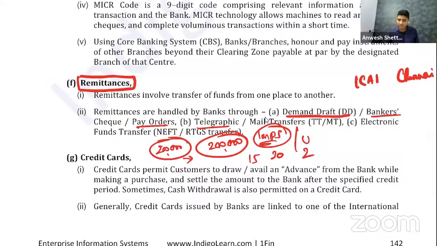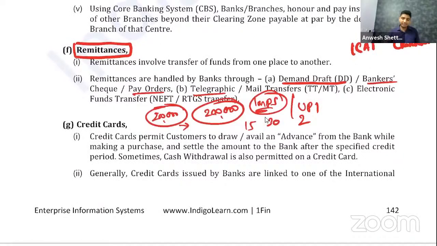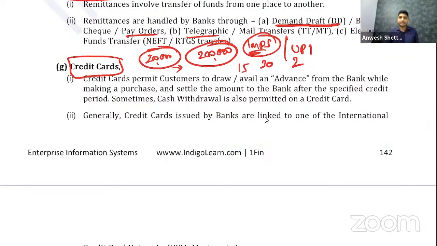Now, not only this, we are also using, you must be knowing it better, UPI for transferring money from one bank to another bank. So all those pay orders, telegraphic mail transfers are now outdated technologies. Next, one more function done by a bank is something called a credit card.